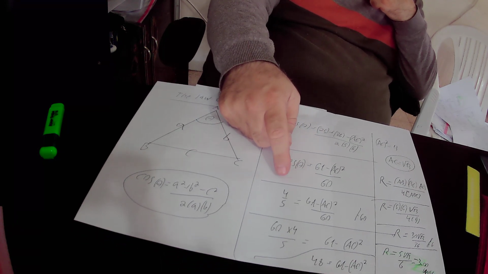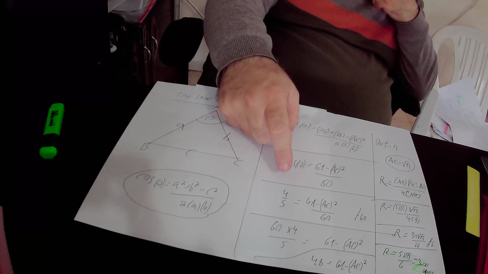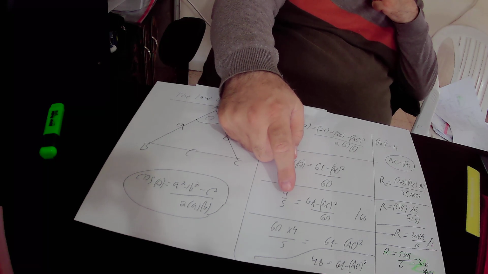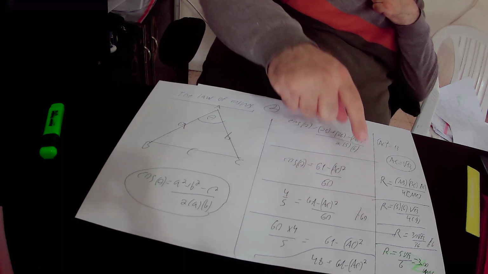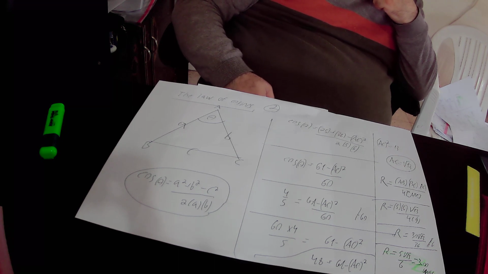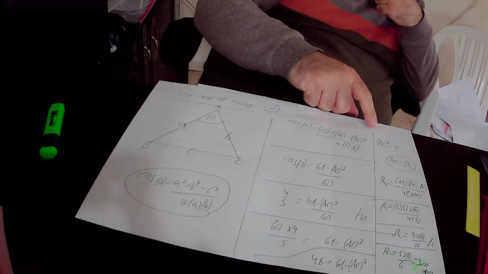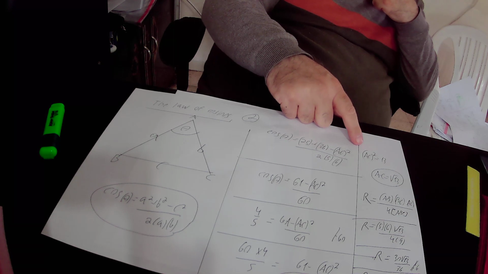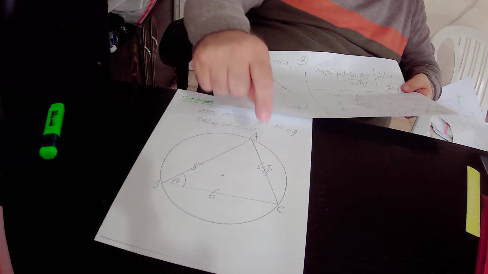Then we multiply this equation by 60 and found out that 60 times 4 over 5: 60 over 5 is 12, and 12 times 4 is 48. So in conclusion, we found out that 48 equals 61 minus AC squared. We added AC squared to this equation and subtracted 48, and we found out that AC squared equals 13. We took the root of this equation and found out that AC, the missing side, equals the square root of 13 units.